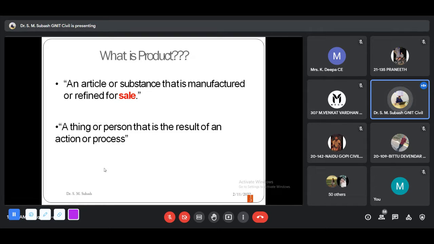Another definition is a thing or a person that is the result of an action or process. If I mix two materials with each other, after mixing I get one new material. That material will have this much positiveness, this much profit, plus it will have a minus also. That you also have to find, so this minus can be rectified. Like this, finally one product will come.